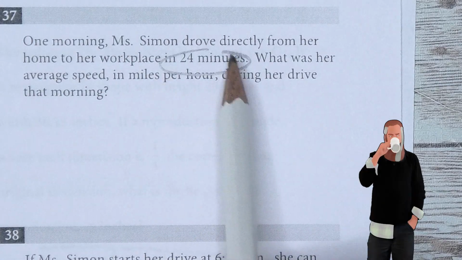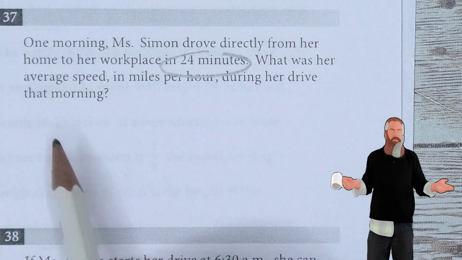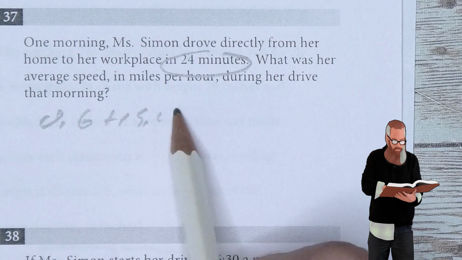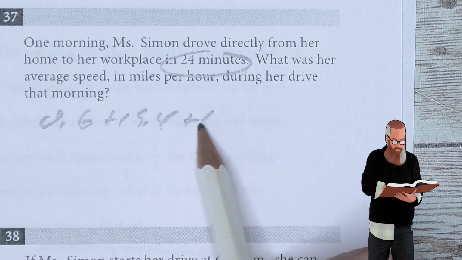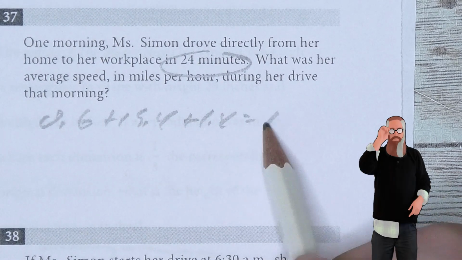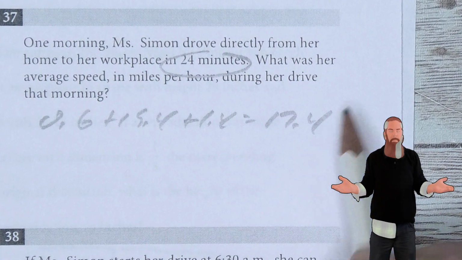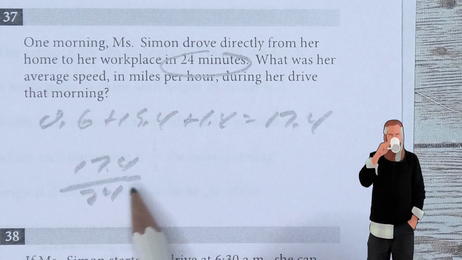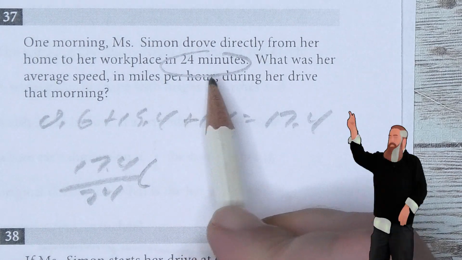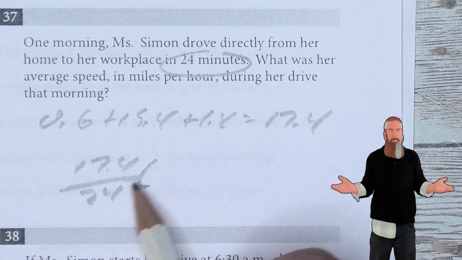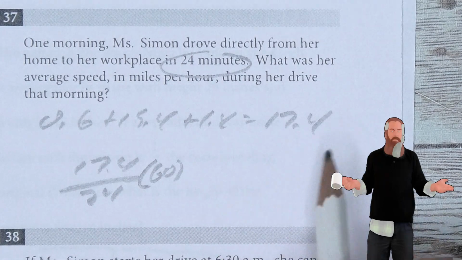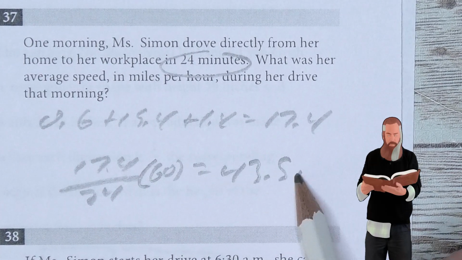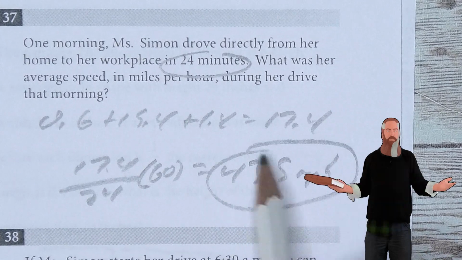Well, we're looking at 24 minutes here. This means that she drove the 0.6 segment, the 15.4 segment, and the 1.4 segment to get a total of 17.4 miles. Now, 17.4 miles in 24 minutes, but remember, this is miles per hour they're talking about, so we're going to multiply by 60 to make that conversion. This is going to give us 43.5 miles per hour.